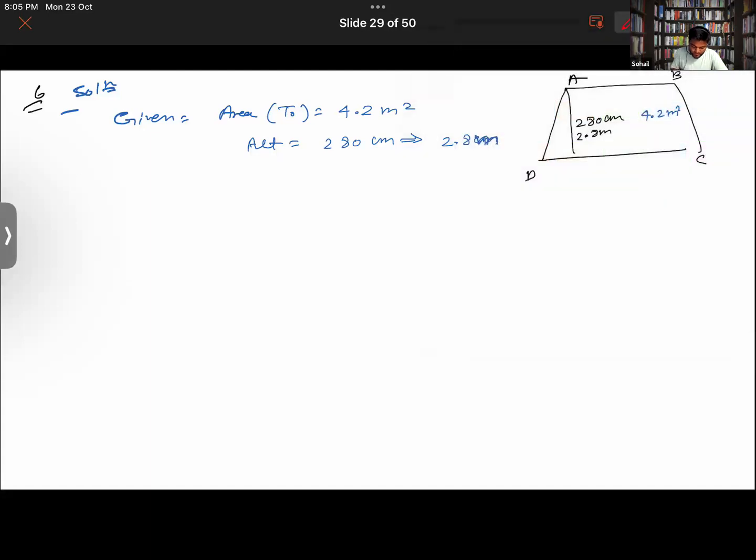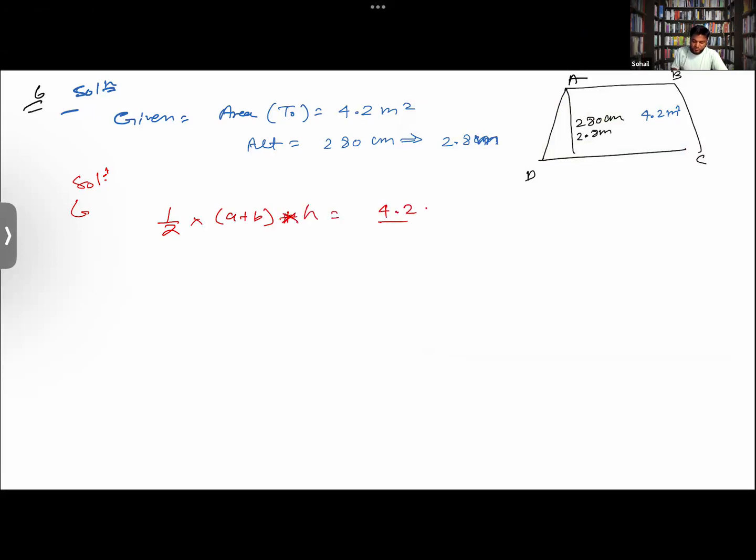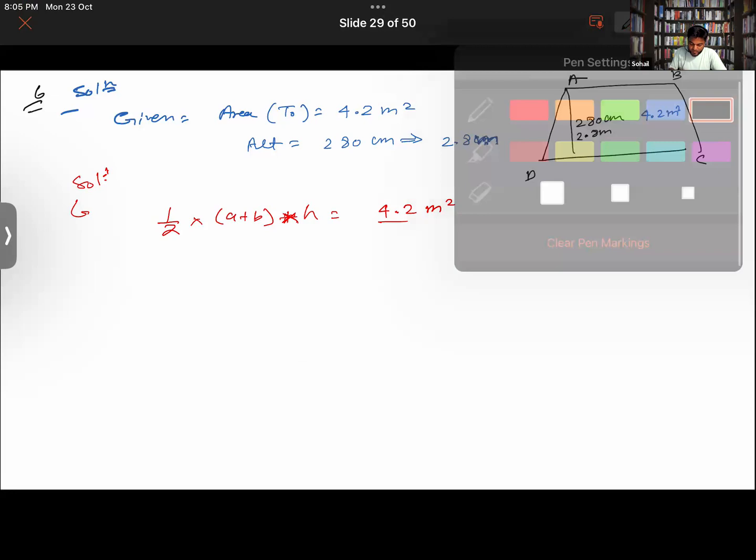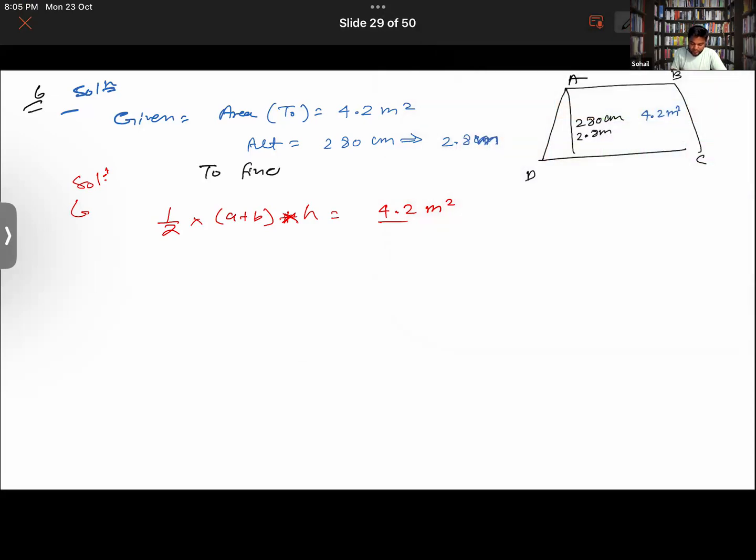Now the solution will be, as we know, half into the sum of the opposite bases multiplied by the height between them. The area as given in the question is 4.2 square meter. Also write what you need to find: a plus b equals to what? We need to find the sum of the opposite bases of the trapezium. So it will be half times a plus b multiplied by 2.8 equals to 4.2 square meter.